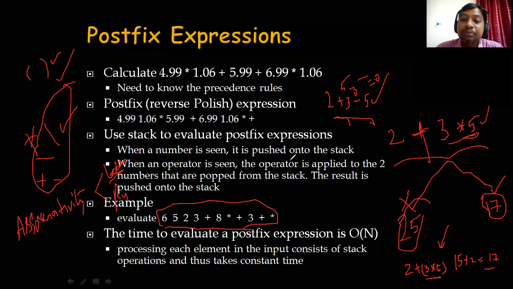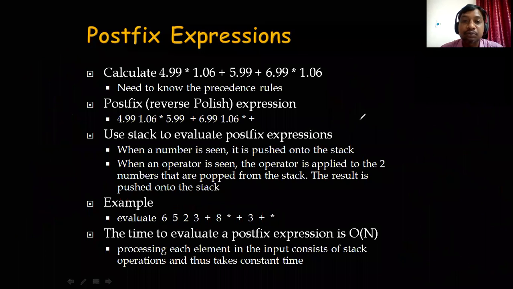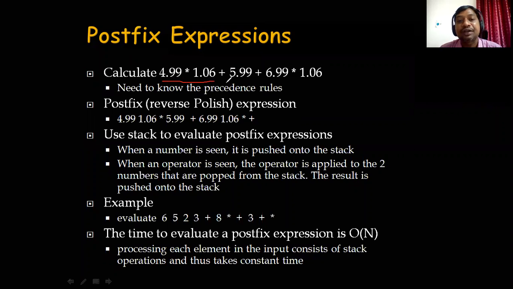The beauty of the postfix expression is that there is no need of associativity rules, no need of precedence rules, and no need of grouping. Evaluation can be easily done using postfix evaluation. Let me take a simple example and show you how it happens with the help of a stack.